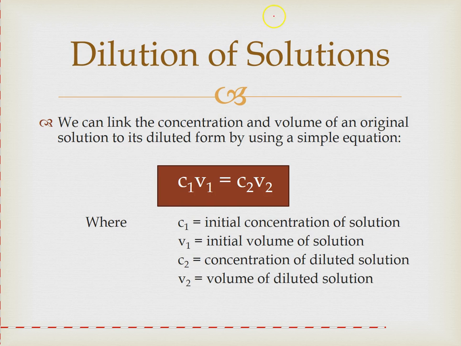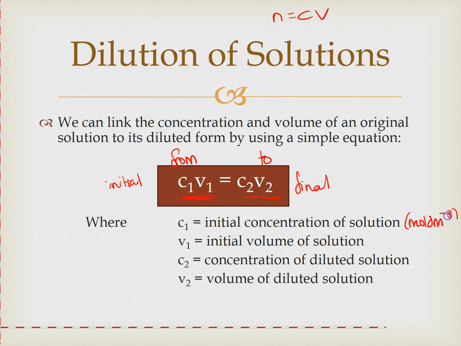Remembering that n is equal to CV, if n is constant, then C times V must equal the same thing before and after, because n isn't changing. So we get this proportionality equation. The key thing to remember is that C1V1 is your initial concentration and volume, what you're going from, and C2V2 are the values for what you're going to, your final.